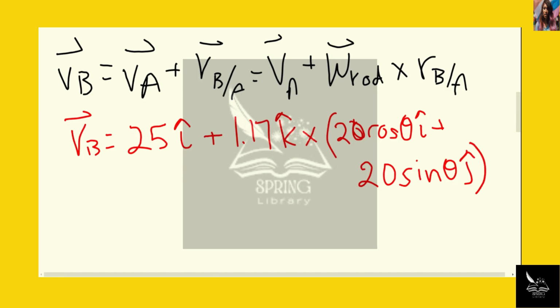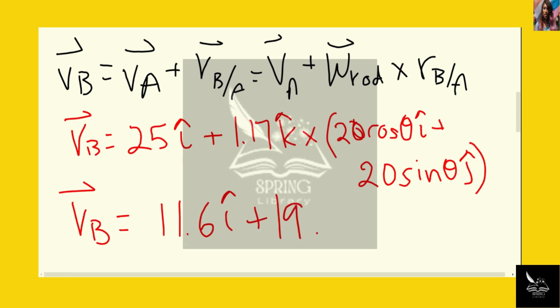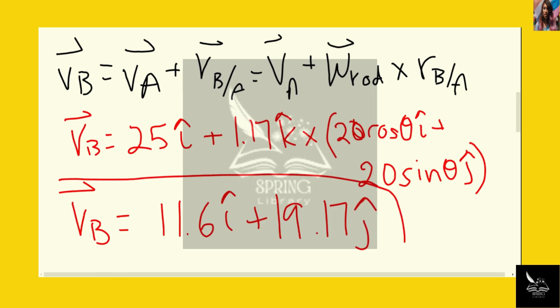If you look at it, the only thing that is actually unknown in here is theta, but we know that's 35 degrees. So plugging in for theta gives us a VB of 11.6 I hat plus 19.17 J hat. And that is our final answer.